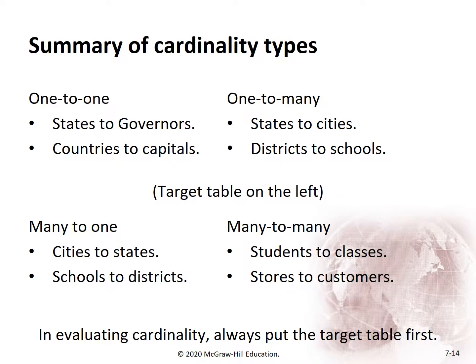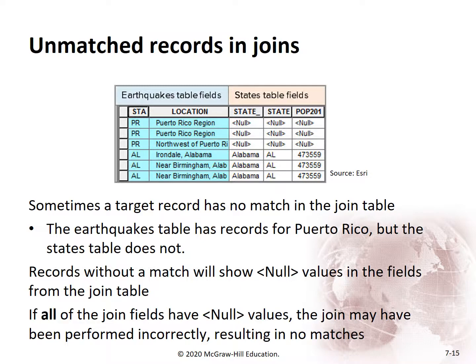So let's go over these again. One to one, states to governors, countries to capitals, etc. I've already talked about my displeasure with the way that they label it, so I'm not going to really spend too much time going over it. Just know that there are multiple types of cardinalities: one to one, one to many, many to one, many to many. What happens when we don't have records to complete the joins? Well, you get a null value, and that's just it. It just means there's nothing there.